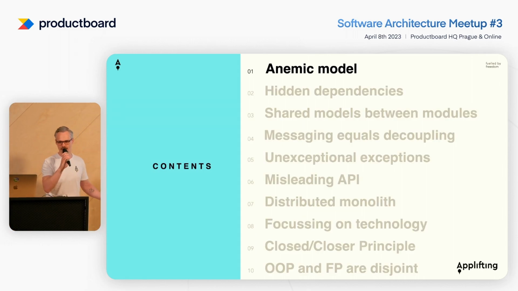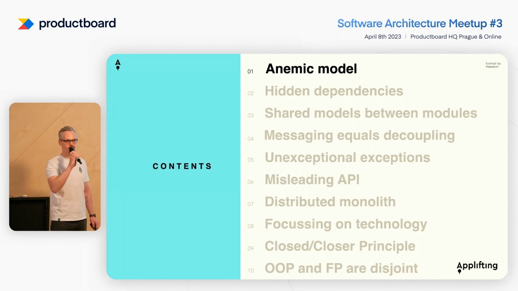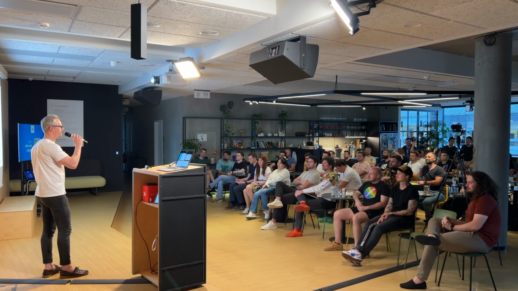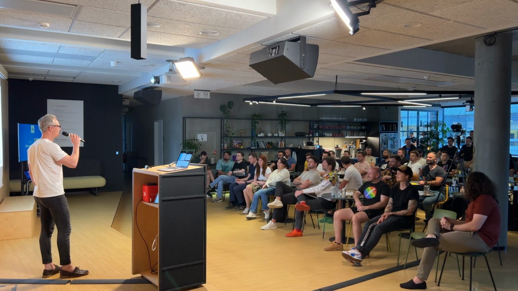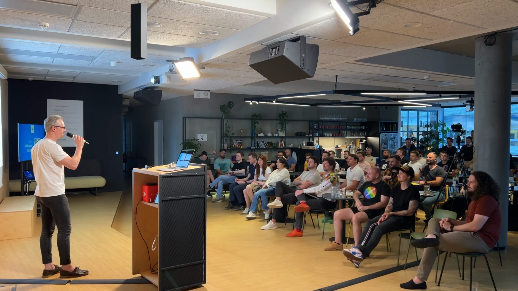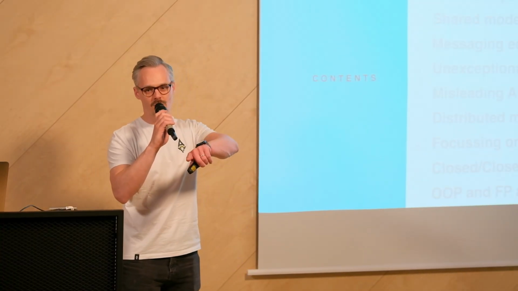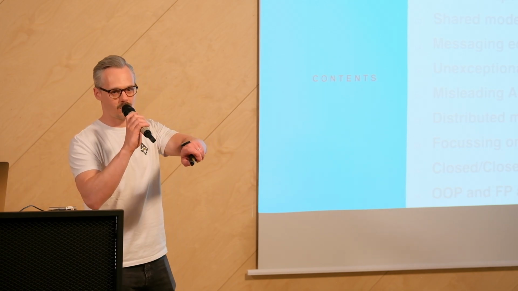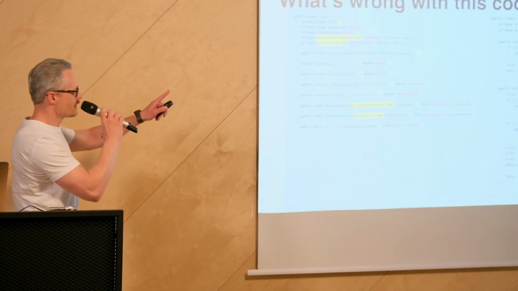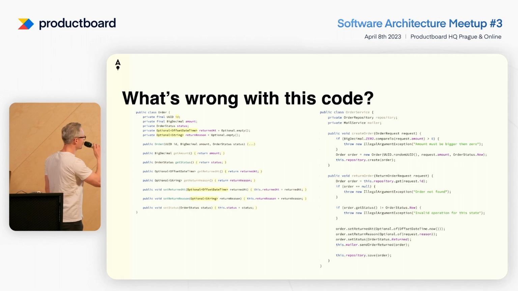So let's do it. Anemic model. We know anemic model. Okay, 3 hands. Who knows Martin Fowler? Okay, that's better. So it seems that you don't read his books nor blog, right? Okay. So here is typical code.